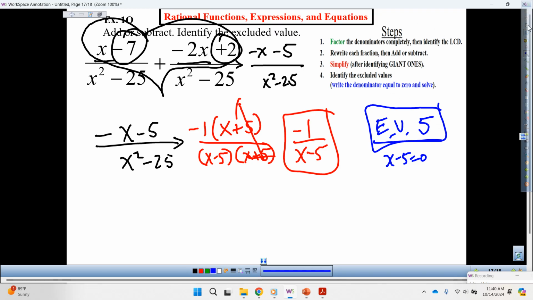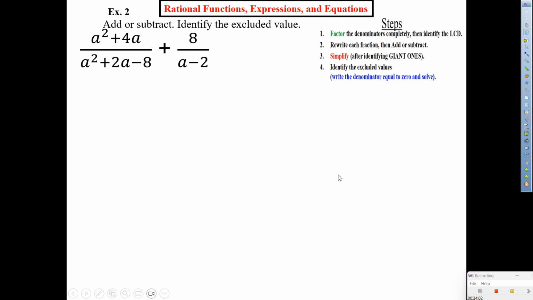Shall we crank it up a little bit? Copy this one. Example 2. A squared plus 4a over a squared plus 2a minus 8.